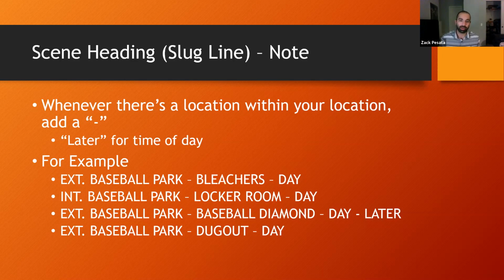Then we have interior baseball park locker room day, exterior baseball park baseball diamond day dash later. So that's telling the production that time has progressed. Maybe at this point the baseball players are now out on the field. And then exterior baseball park dash dugout dash day. Again, similar to our first example, this is a location within the location. So we have an extra dash after baseball park.